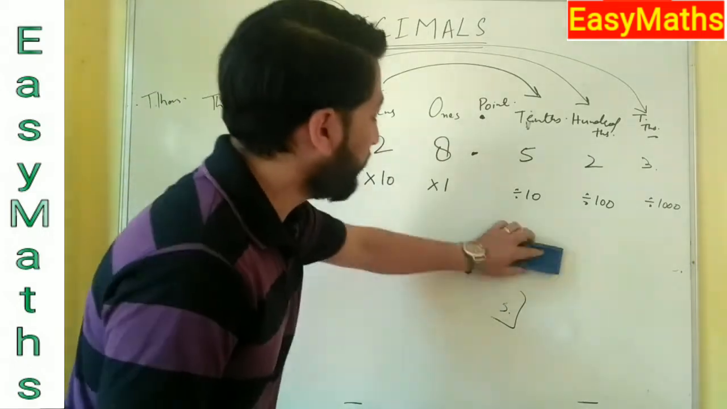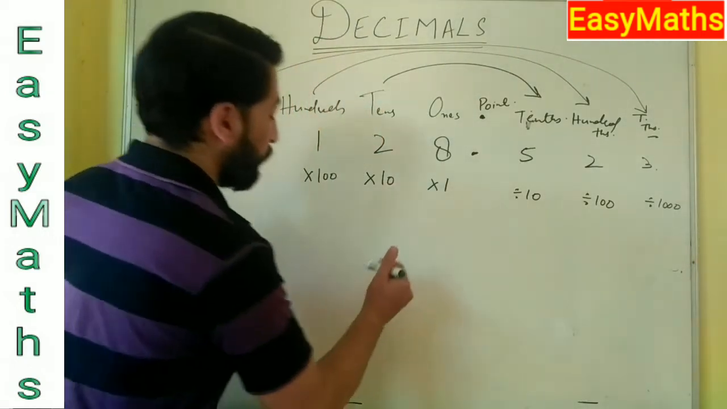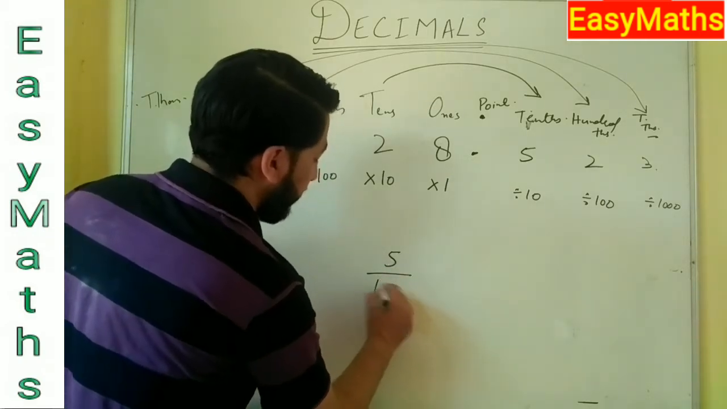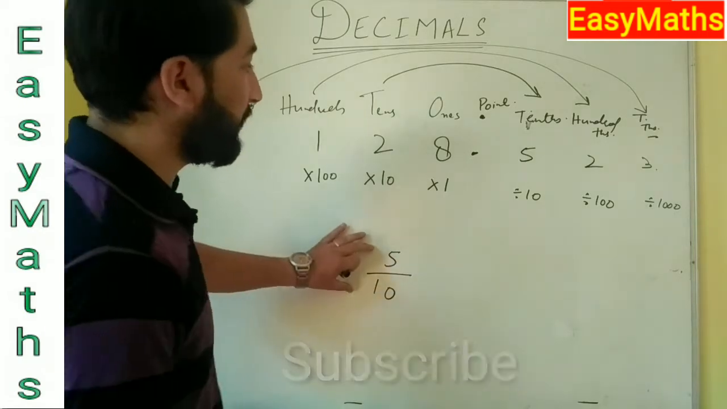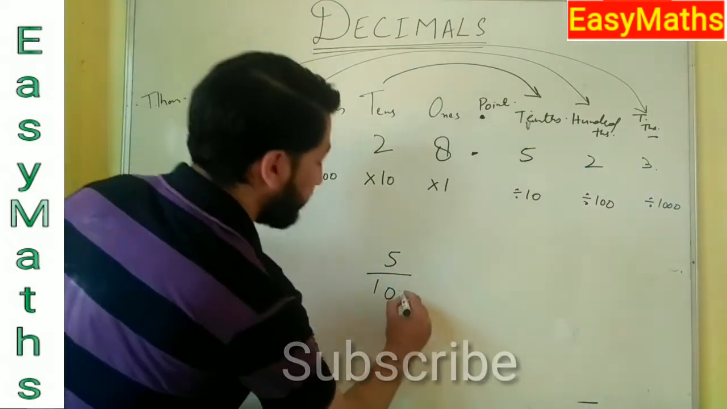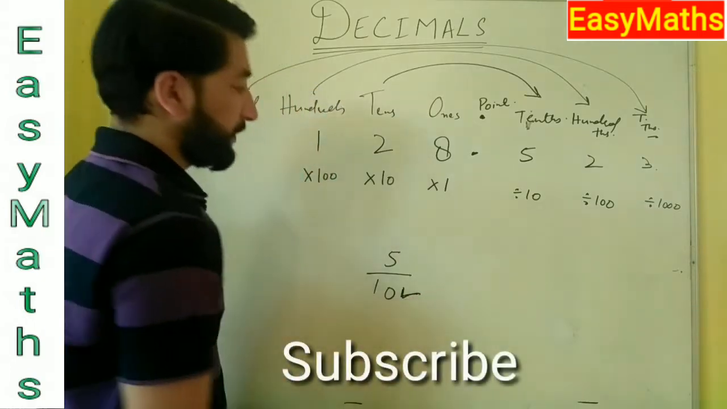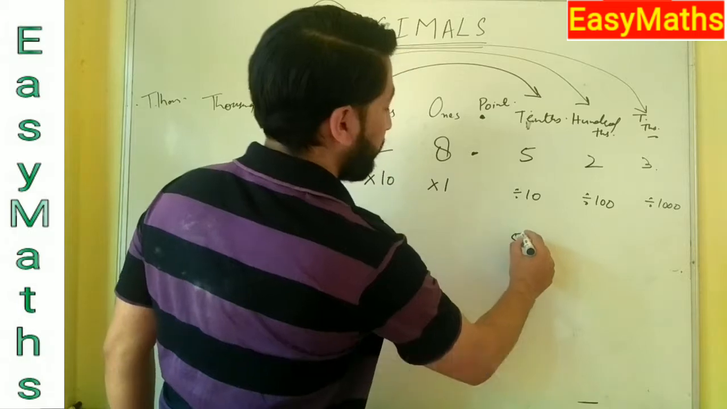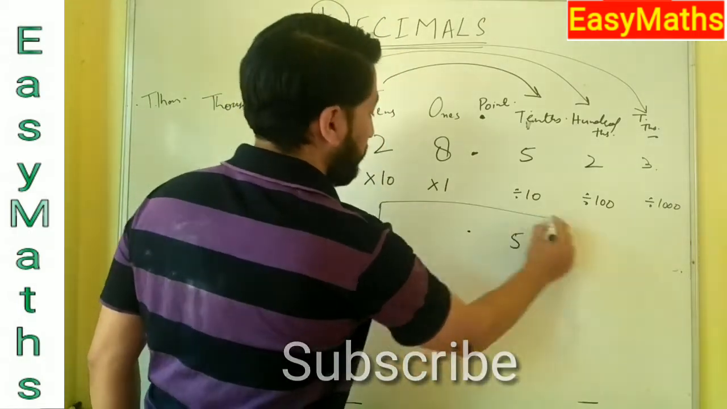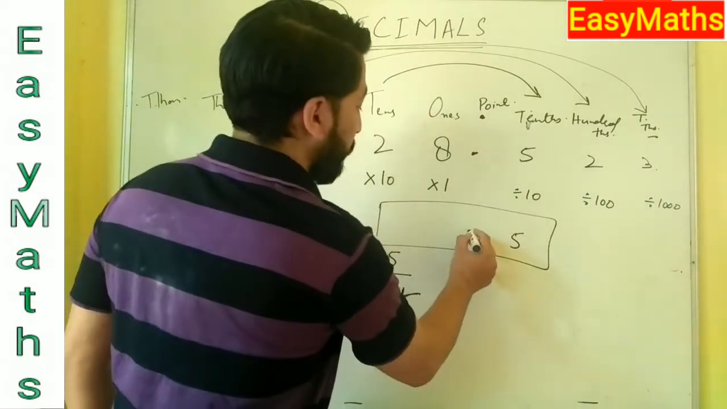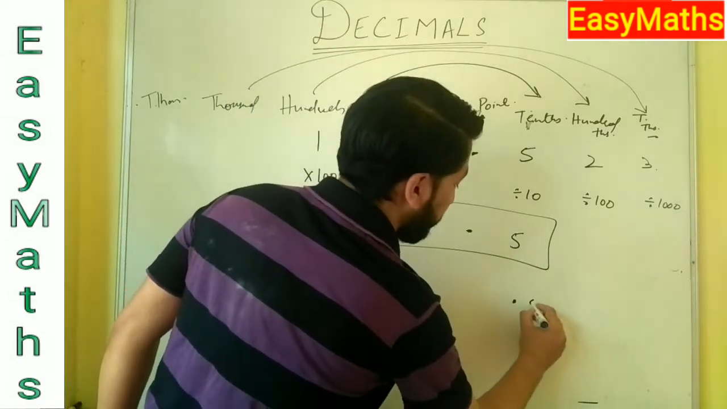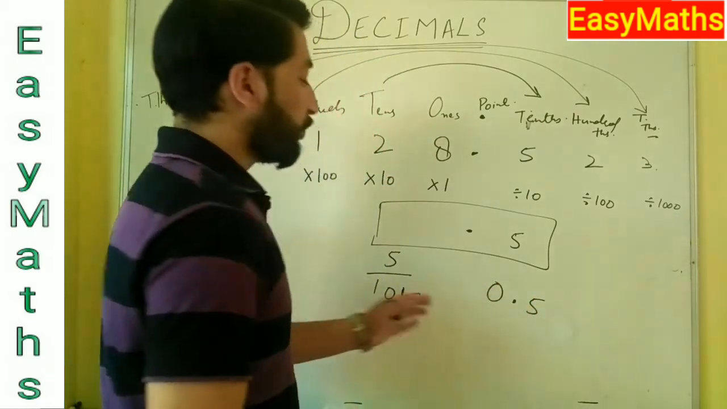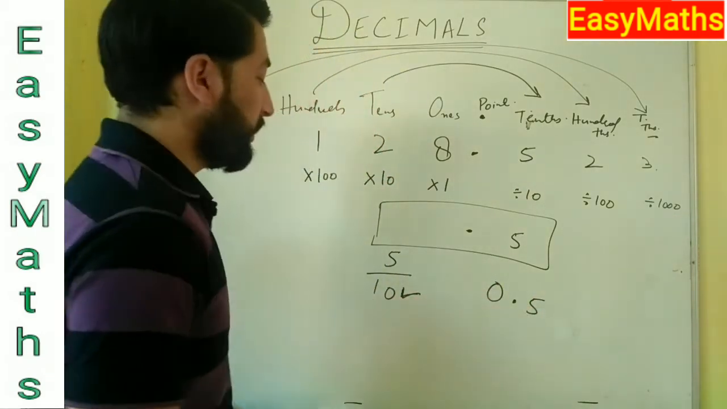Suppose we have a fraction, say 5 by 10. How will we write this 5 by 10 in the chart? As you can see, the denominator is 10, so we will write it in the tenths place. That means it will be 5, and the number is 0.5. We can't write just .5 directly, so before the point we write a 0, so that it becomes 0.5.